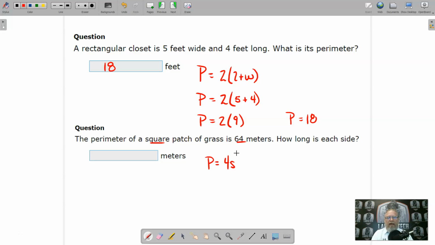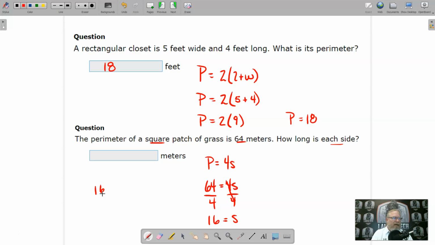And now let's go ahead and plug in what we know. We know the perimeter is 64. It's asking us what is each side. So let's bring down our 4s. And now let's go ahead and divide both sides by 4. And the 4's will cancel each other, leaving me with s. And 64 divided by 4. Well, 10 of those would get me to 40. That would leave me another 24. What would that be? 16, I guess.